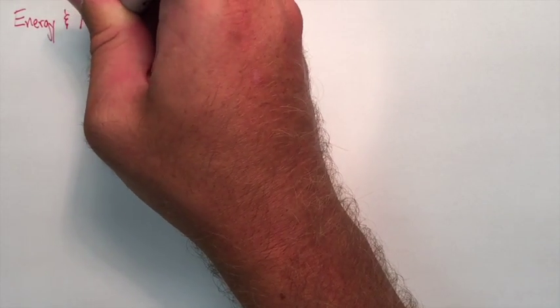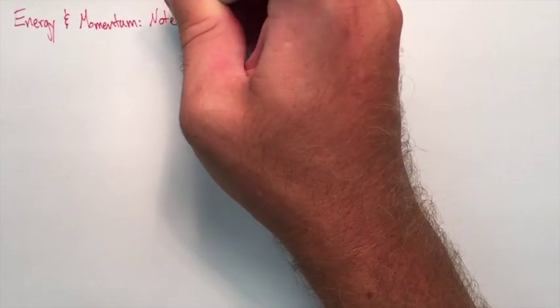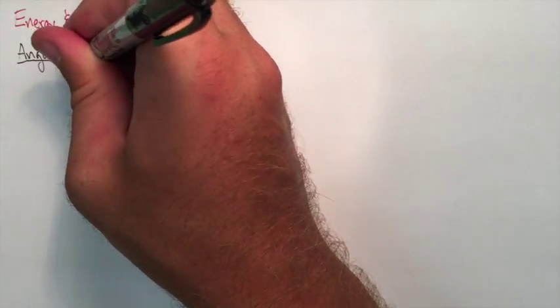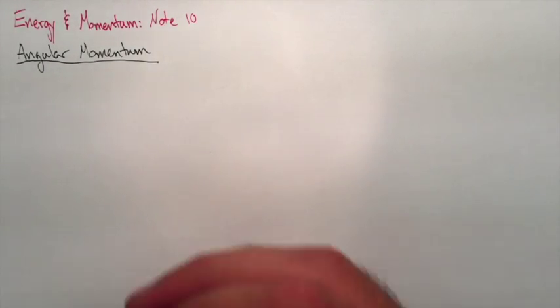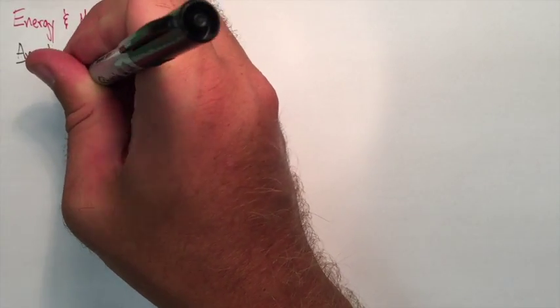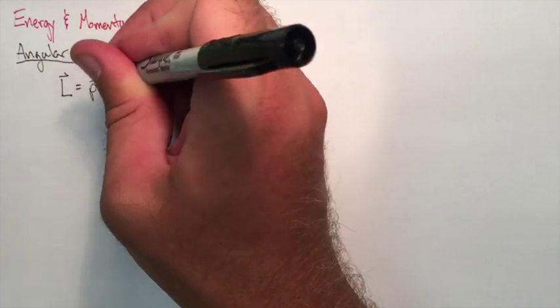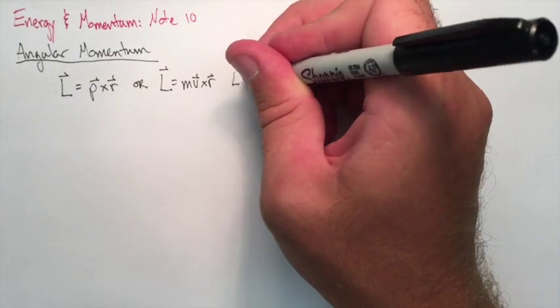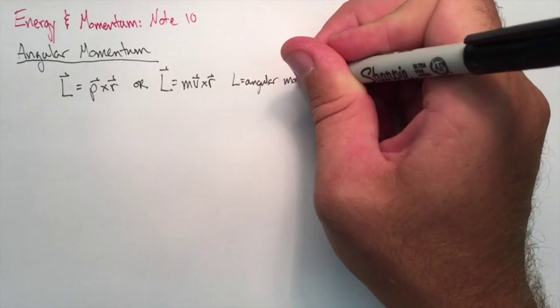Grade 12 Physics, Energy and Momentum, Note number 10, Angular Momentum. This note is about looking at momentum of something going around in a circle. The variable we use for that is L. L equals the momentum cross product with R. If we expand that momentum term, m times v, we get L equals mv cross R.